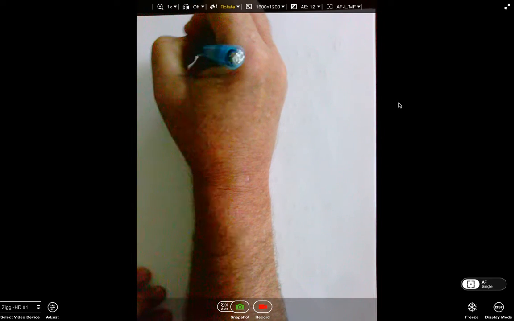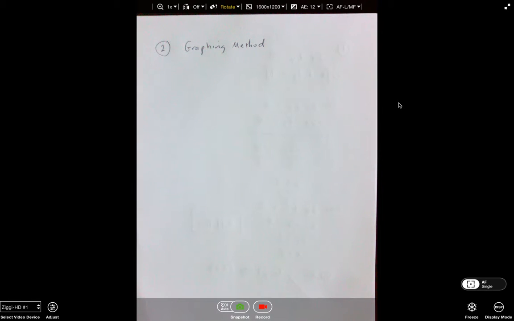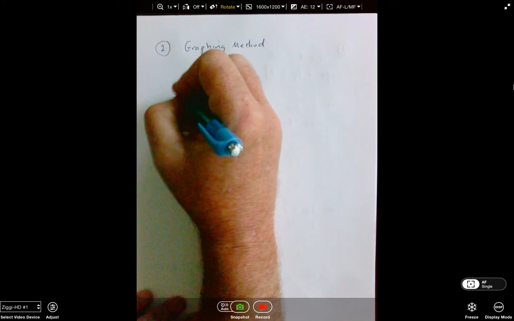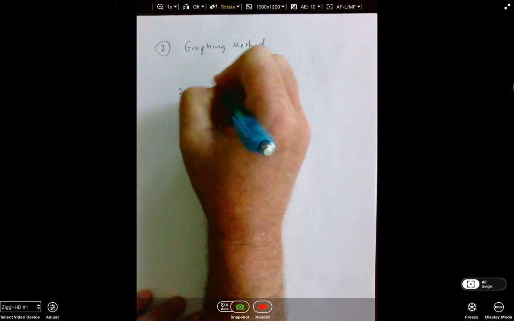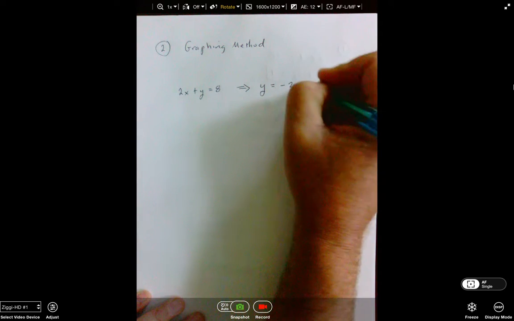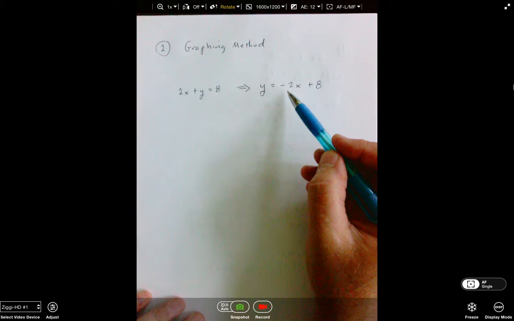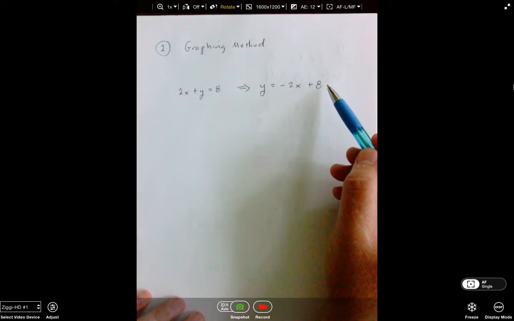Now, another way that I want to talk about here, just to point out and reinforce that the solution to these things truly is the point of intersection. What I could do is take this 2x plus y equals 8, and put this in y equals mx plus b form. Now this is a really cool form to get any linear equation in, because we know very quickly the slope is -2, and we know that the intercept is positive 8.